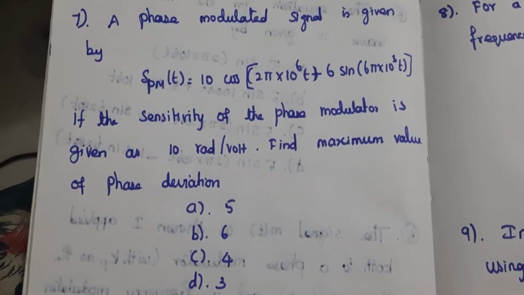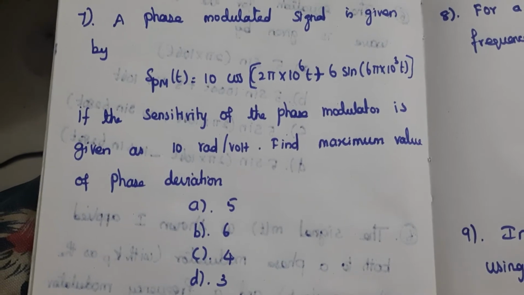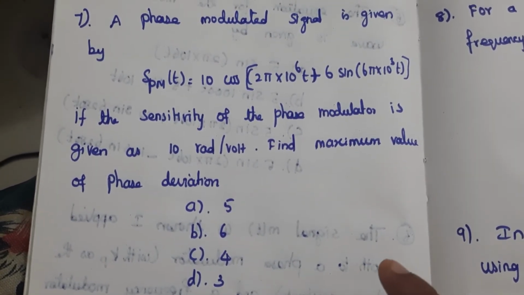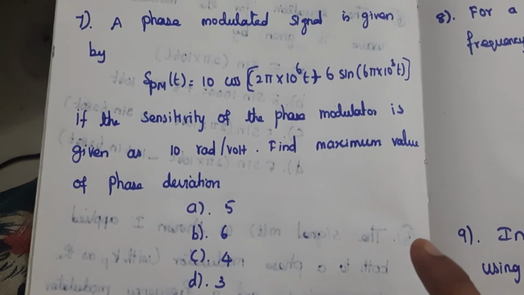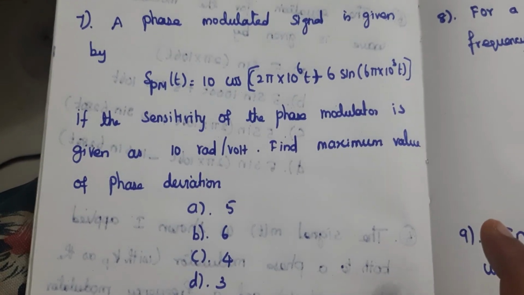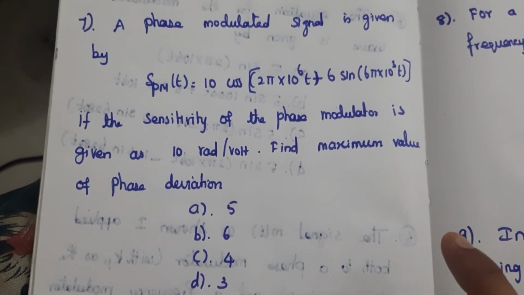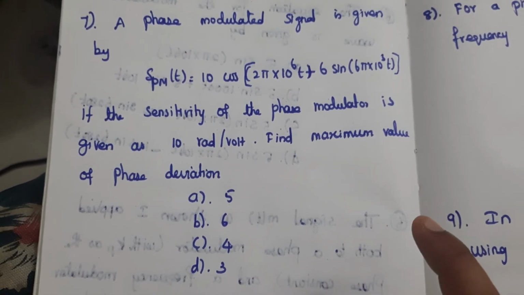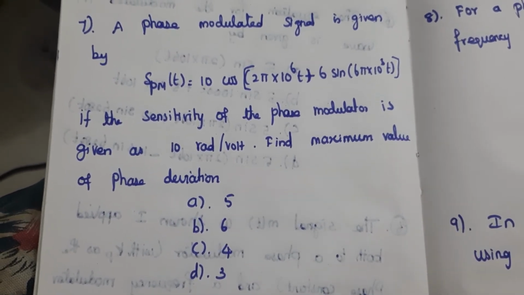Seventh question, a phase modulated signal is given by s(t) = 10 cos(2π × 10^6 t + 6 sin(6π × 10^3 t)). If the sensitivity of the phase modulator is given as 10 radian per volt, find the maximum value of phase deviation.